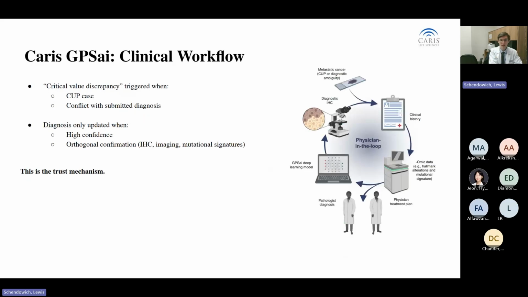In regards to the clinical workflow and how CARIS AI incorporates it, they use it as a critical value discrepancy, which means that if you reach a certain threshold, and there is a conflict with the submitted diagnosis, it triggers a workflow. It triggers an orthogonal confirmation, which means that the physician will then review the IHC, the imaging, and the mutational signatures. They're going to look under the microscope and see if the model is, in fact, picking up an incorrect diagnosis, which was one of the goals of the model itself, not just differentiating cancer of unknown primary.